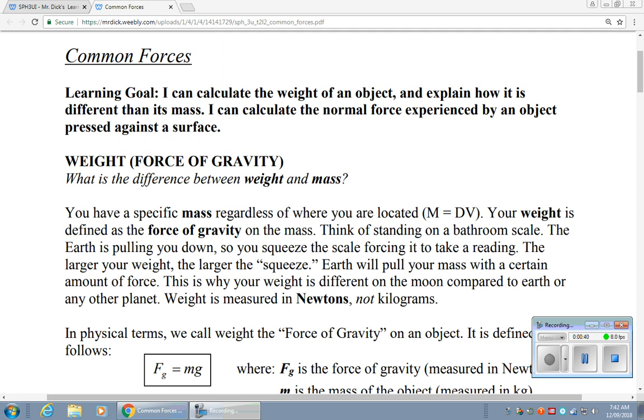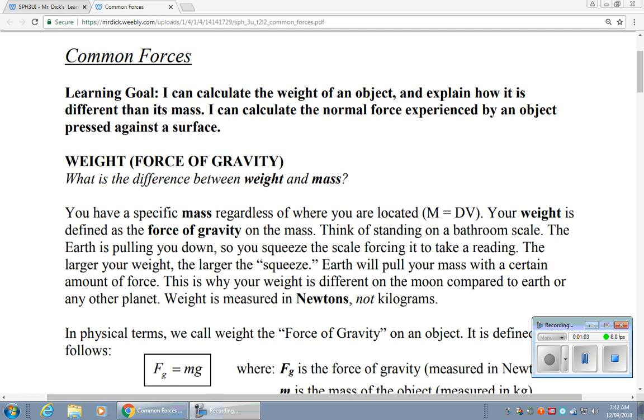Everything has a specific mass, regardless of where you're located anywhere in the universe. It's kind of a measure of how much stuff is inside of an object, related to how densely packed all the material is in an object and how much space it takes up, your density and your volume. That's your mass. But your weight in physics is actually defined as the force of gravity that's acting on that mass.